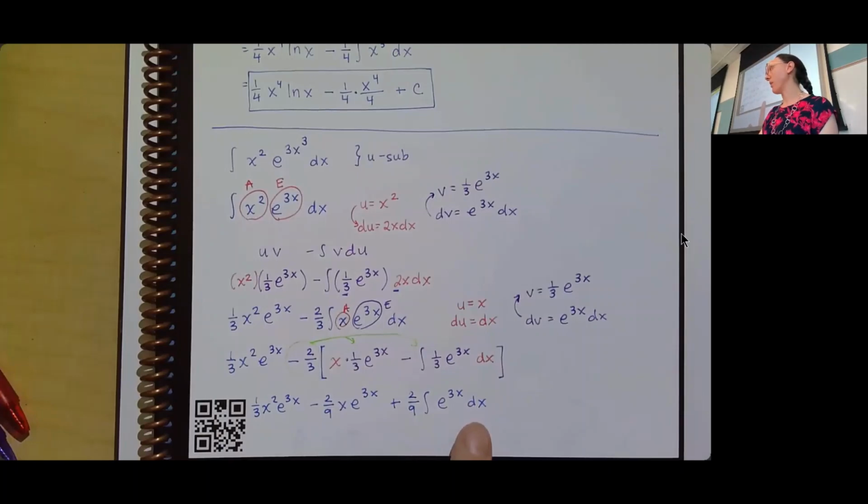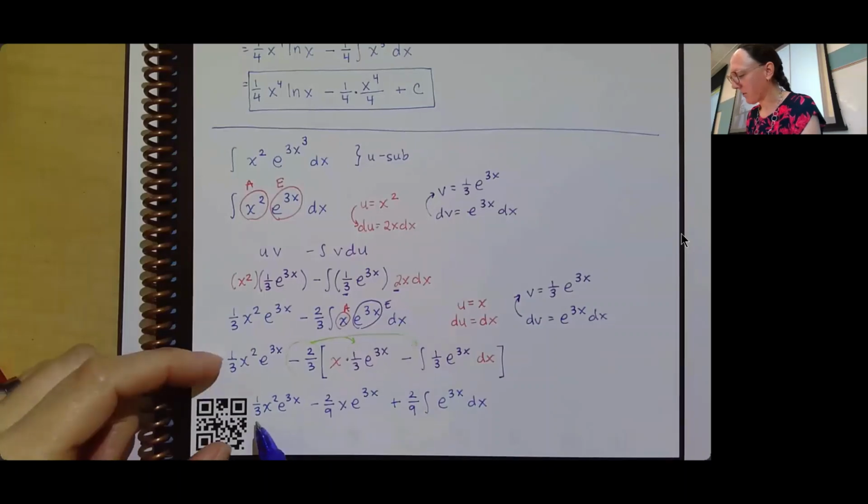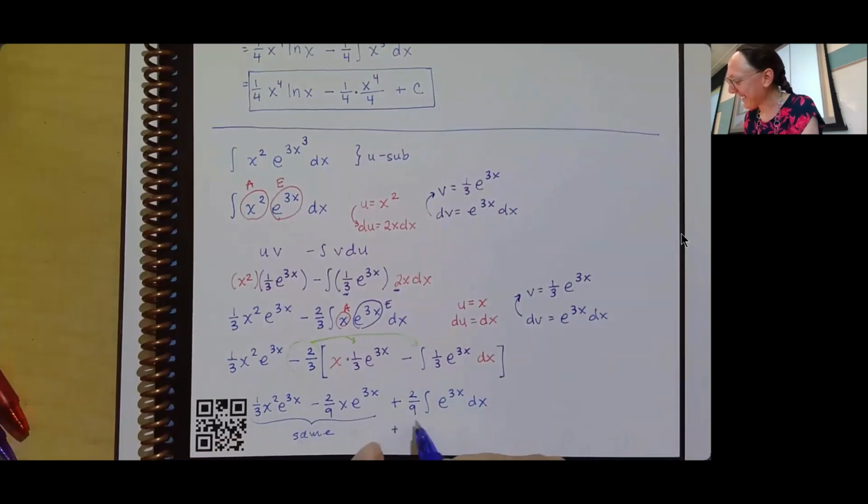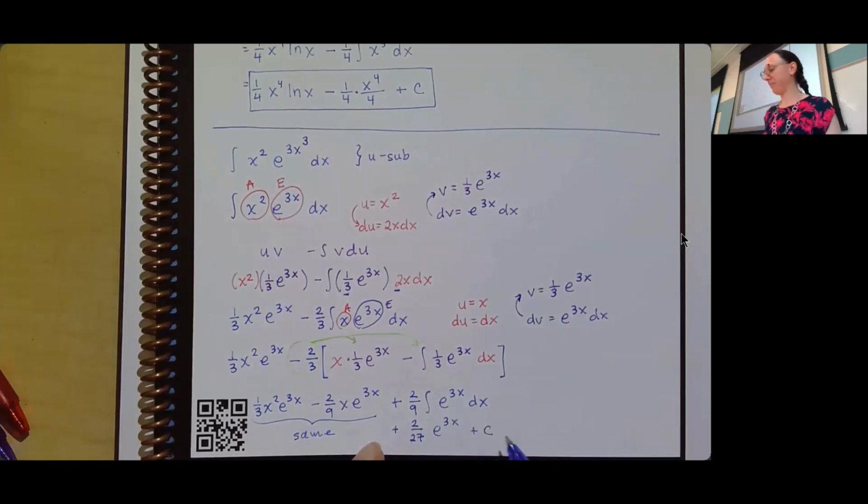I have unfortunately run out of space on my paper, so I'm just going to let you finish that off on your own. We're going to kick out another 1/3 here. Maybe I'll do, okay, so I can write it. Just write that part again. This is going to kick out another 1/3, so I'll have 2/27 e to the 3x plus a constant.